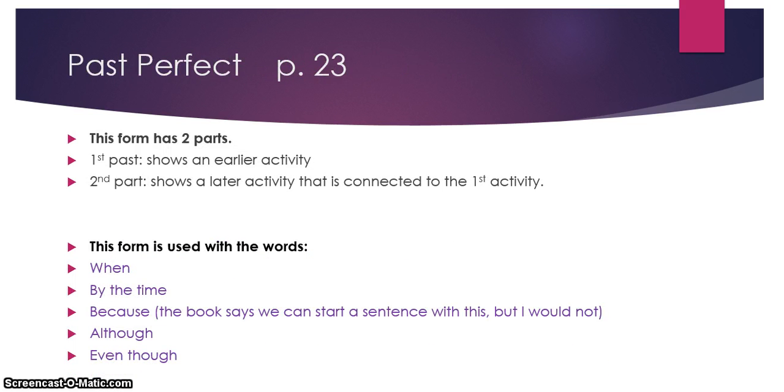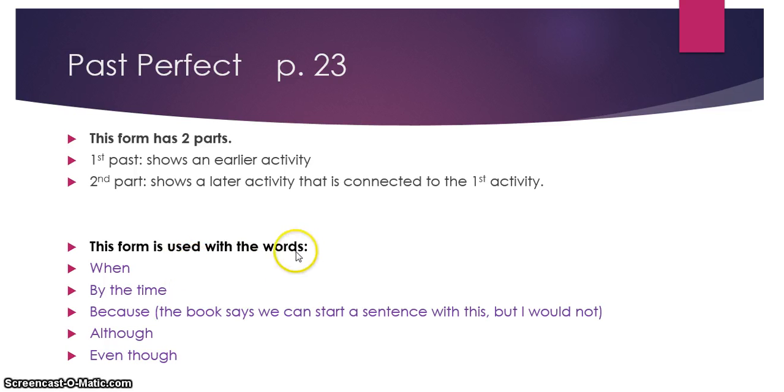Now let's look at the past perfect. The information for this can be found on page 23. The past perfect form has 2 parts. The first part shows an earlier activity, and the second part shows a later activity that is connected to the first activity.